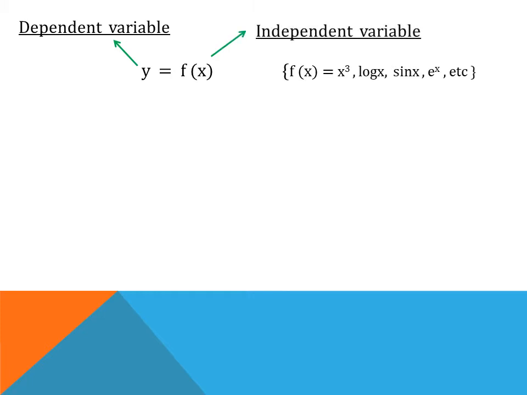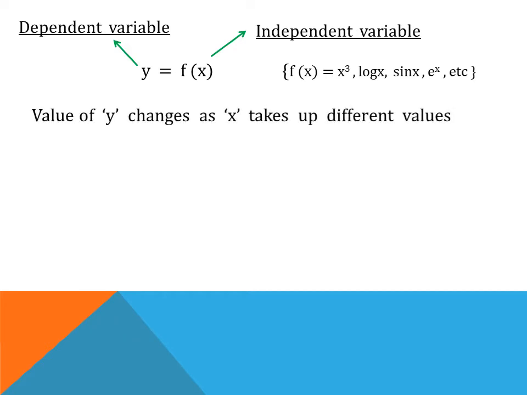So this is because the value of y will change depending on the different values that x takes. So in a way the value of y depends on the value of x. But on the other hand there is no such restriction on x. So it can take any value and that's why it is called an independent variable.